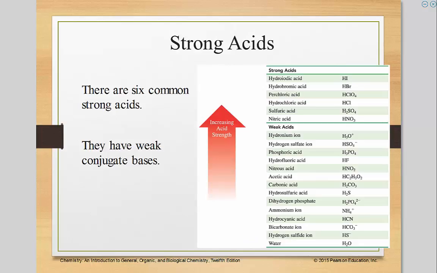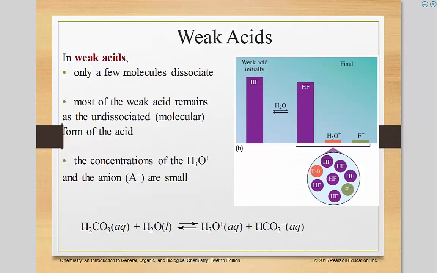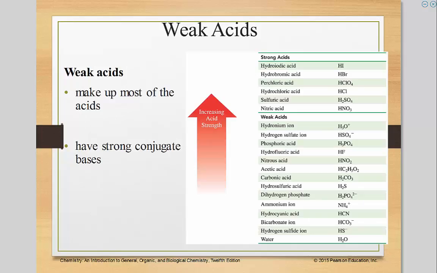There's only 6 of these that are considered common: hydroiodic, hydrobromic, perchloric, hydrochloric, sulfuric, and nitric. Weak acids, however, notice that when you put HF in water, the H and the F are still together at some points. So you'll get that H3O and F minus, but it's going to be far less than if it was a strong acid. Again, in a picture, the H's and F's are still together. The majority of these are weak acids.